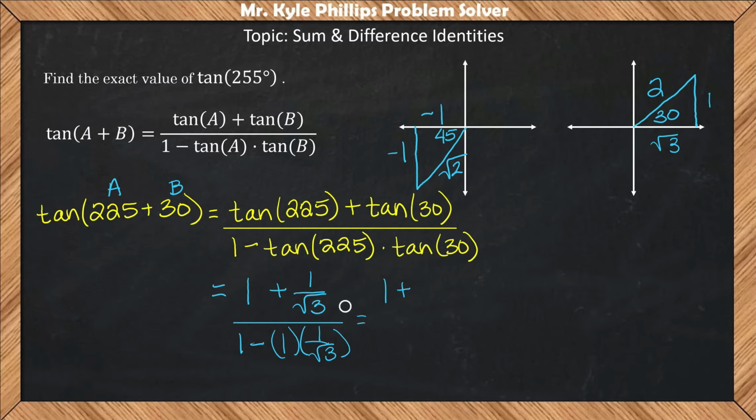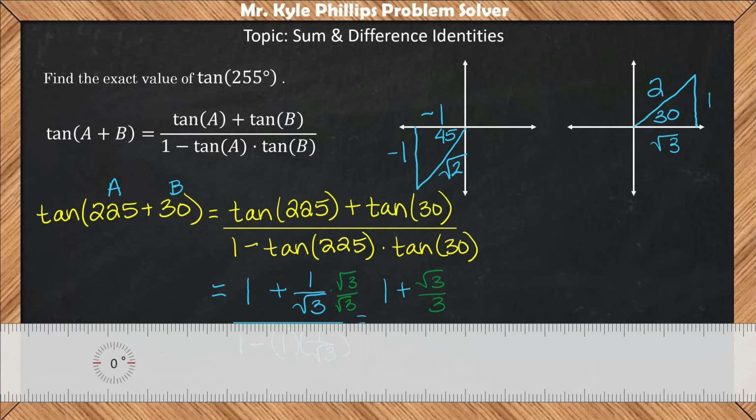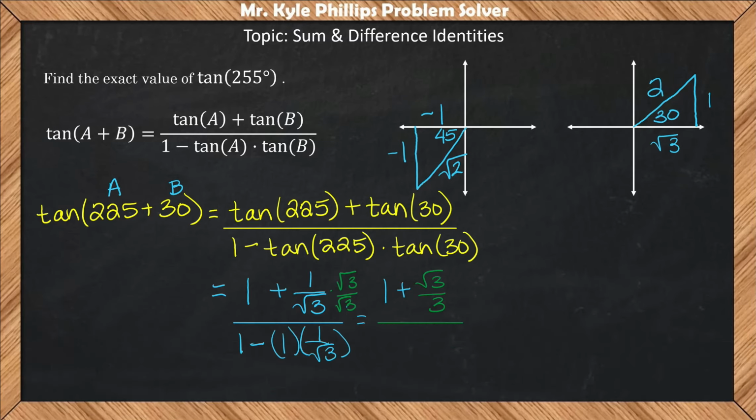Now, you can leave your answer like this. Technically, that's the correct answer, but your teacher or professor is probably going to want you to simplify and then rationalize your denominator. So that's what we're going to do here. If I rationalize this, I'm going to have to multiply it by √3 over √3, and that's going to give me √3 over 3. And then I will divide that by this denominator, which is 1 minus √3 over 3.